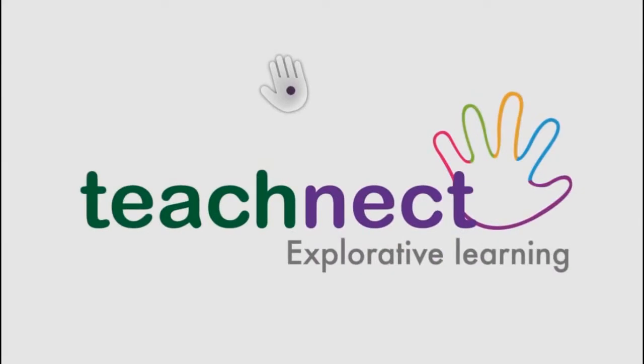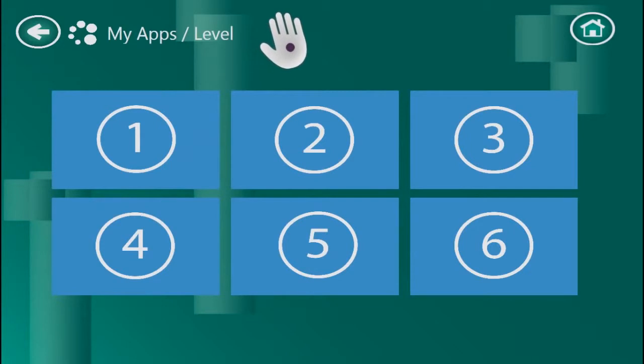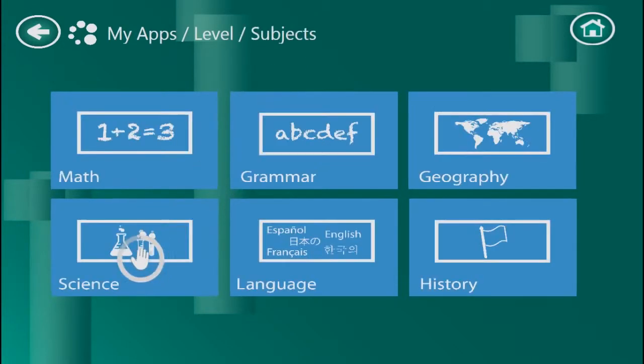When you open the application, the first thing you see is the welcome screen. Right after that, you see TeachNect's main screen, where you can find My Apps, Market, and Exit. Let's go through My Apps option. Here we can find already installed applications. When you enter here, you have to choose the course you want to work with, say 4th course, and then the subject. Let's try Math.